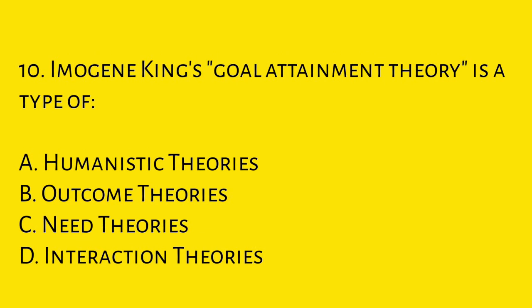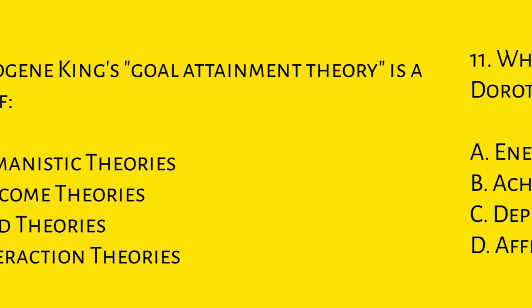10. Imogene King's goal attainment theory is a type of A. Humanistic theories. B. Outcome theories. C. Need theories. D. Interaction theories. Correct answer: Letter D. Interaction theories.